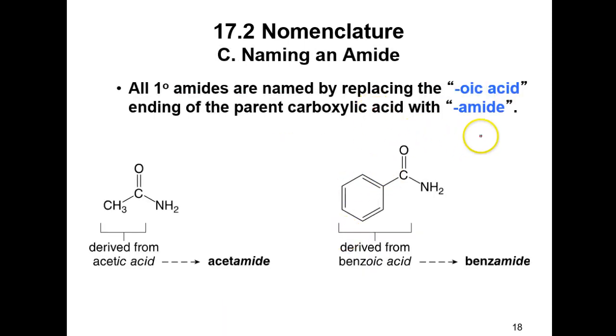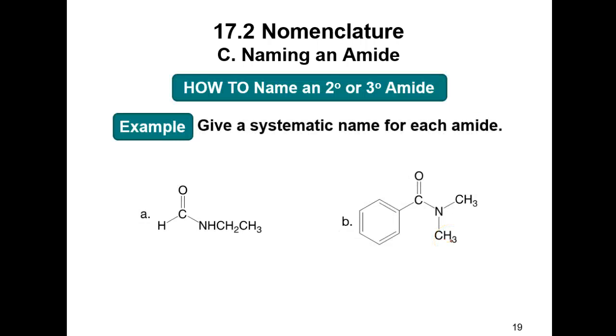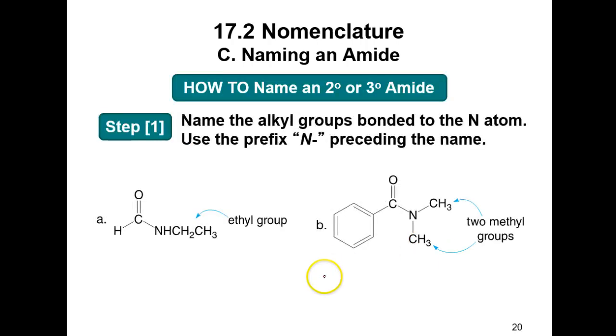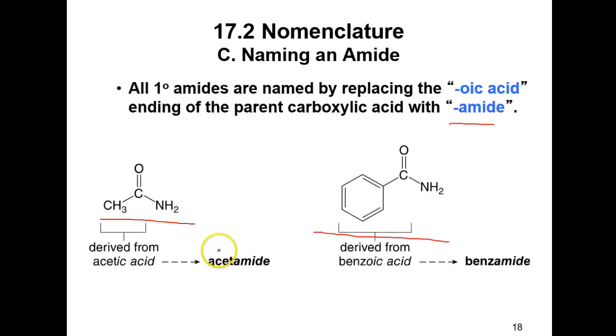All right, amides, you replace the -oic acid with amide, pretty simple. So that would be called acetamide, and this is benzamide. Let's look at some examples. In this case, notice we've got hydrogens here, so I don't have different R groups. So this is called acetamide. I don't have to worry about the hydrogens.